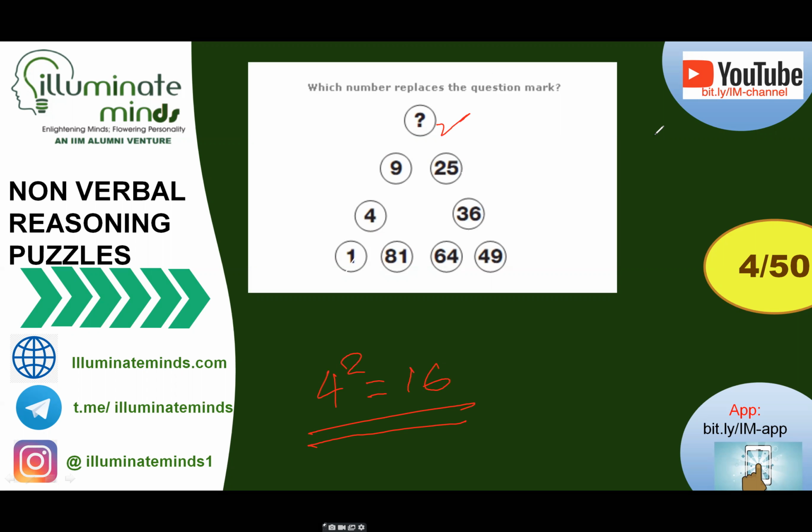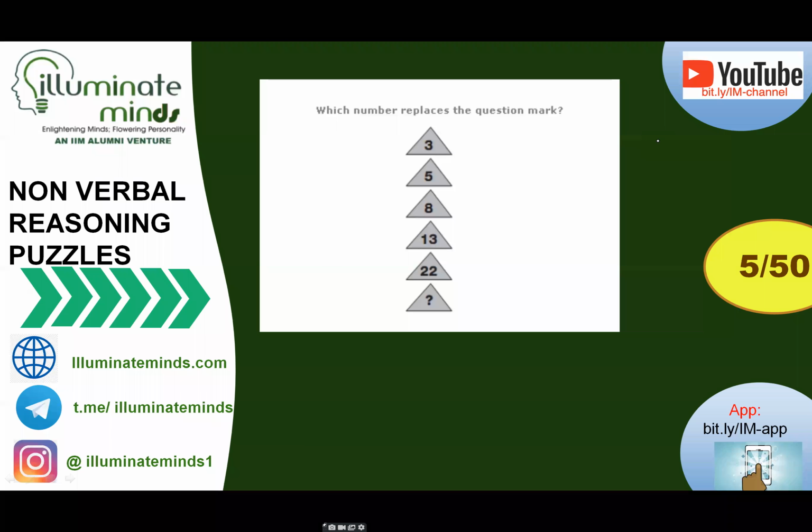It's fine. So let's move to the next one, guys. This was also a simple one. Question number 5. Which number replaces the question mark? So 3, 5, 8. So 3 plus 5. I'm trying the Fibonacci series this time. So 3 plus 5 will give me 8. That's correct. 5 plus 8 will give me 13. That's correct. 8 plus 13 will not give me 22. 8 plus 13 will give me 21. Isn't it, guys? So this is not the correct logic. So there's something else. Okay.